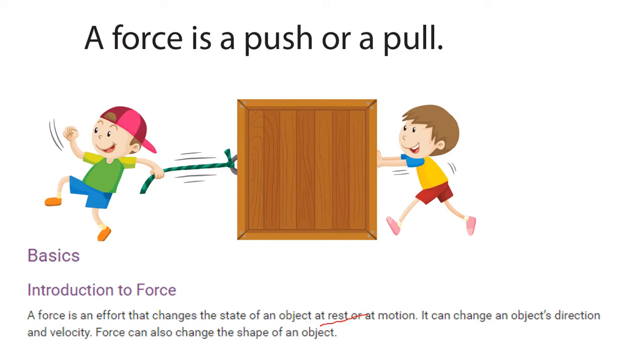Rest means not moving, it is considered to be stationary. Stationary means not moving. And what is motion? Motion means it is in a moving condition. So it can change the object's direction. So what is the result of force? It can lead to the change in the direction as well as the velocity. It can also help in changing the shape of an object.